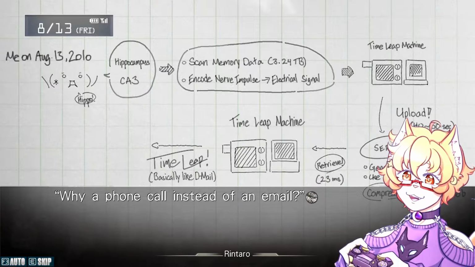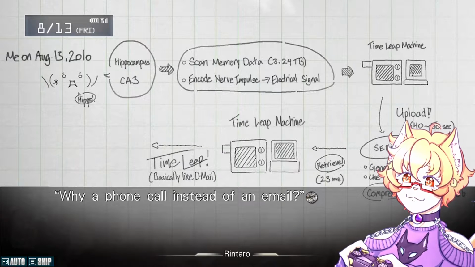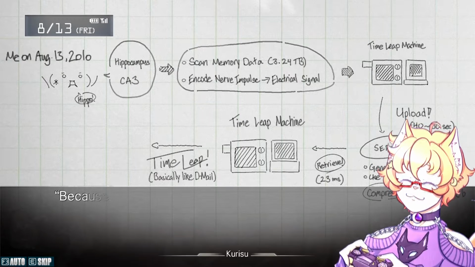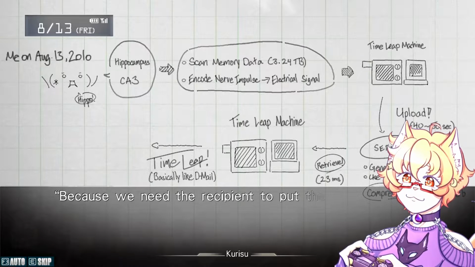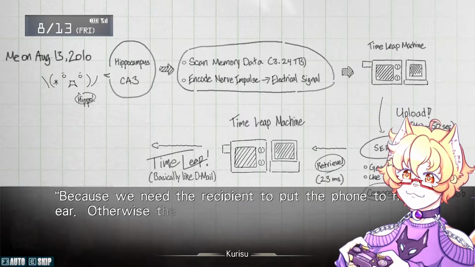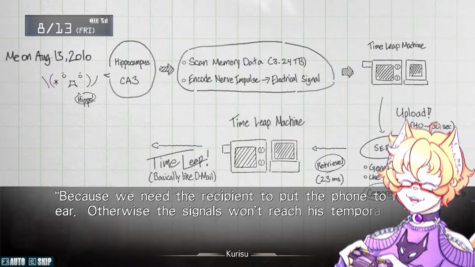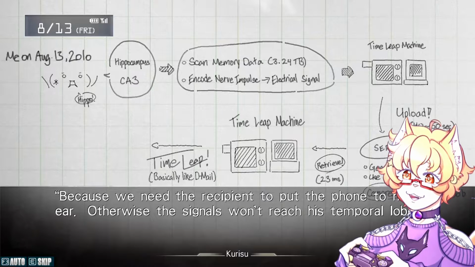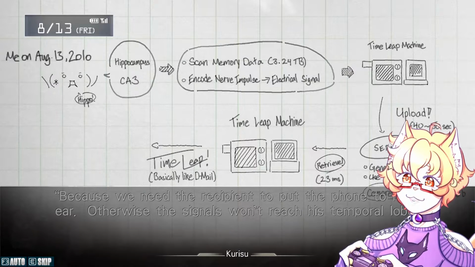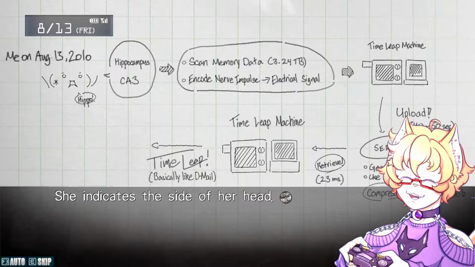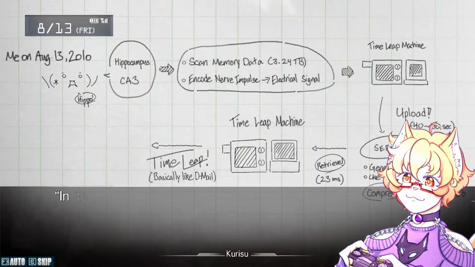Why a phone call instead of an email? They didn't have emails on their phones back then, did they? Because we need the recipient to put the phone to his ear. Otherwise, the signals won't reach his temporal lobe. Ah, it has to go into... okay. She indicates the side of her head.